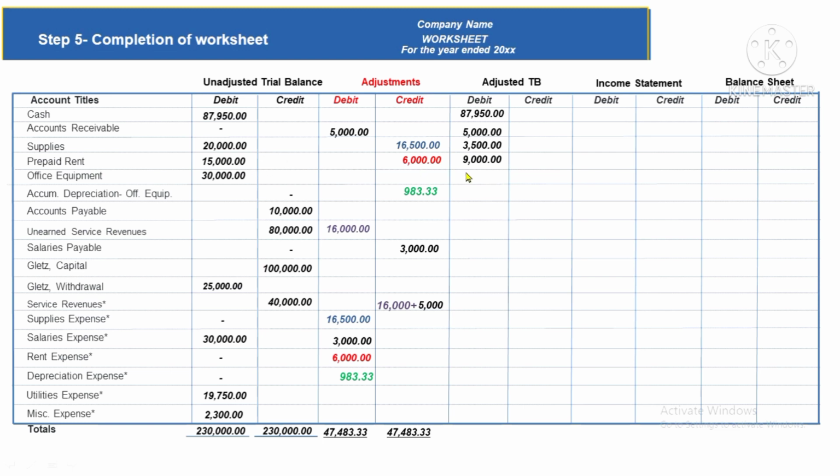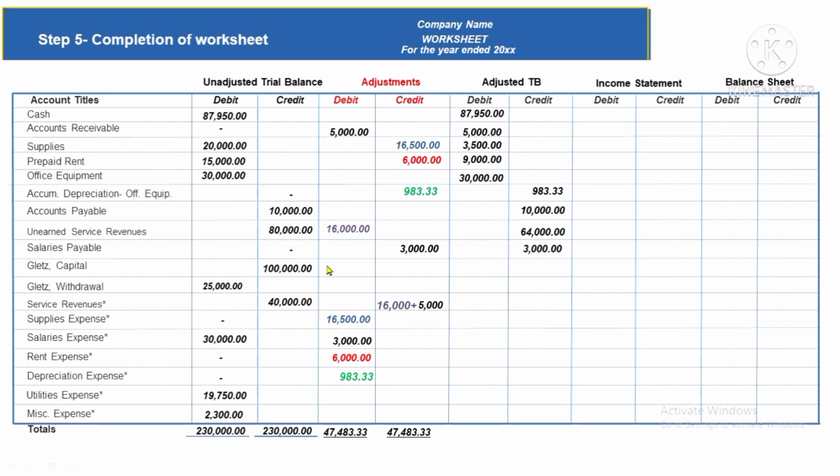We just need to copy the office equipment, which is 30,000. And we also need to copy this 983.33 for the accumulated depreciation here on the credit. We just need to copy also the accounts payable of 10,000, but on the unearned service revenues, we need to deduct the 16,000 debit adjustment from the 80,000 because again, they are opposite. And we have 64,000 credit, and the salaries payable, we just need to copy this 3,000.